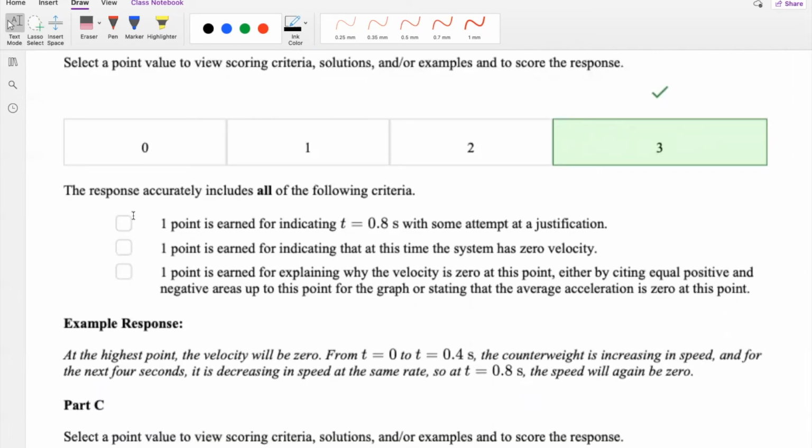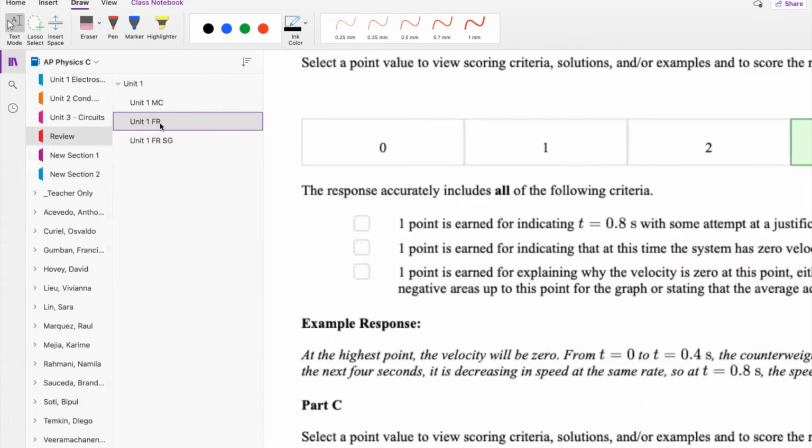At the highest point, the velocity will be 0. From t equals 0 to t equals 0.4 seconds, the counterweight is increasing in speed. And for the next 0.4 seconds, it is decreasing in speed at the same rate. So at t equals 0.8 seconds, the speed will again be 0. Very nice. Let's go to the next question.